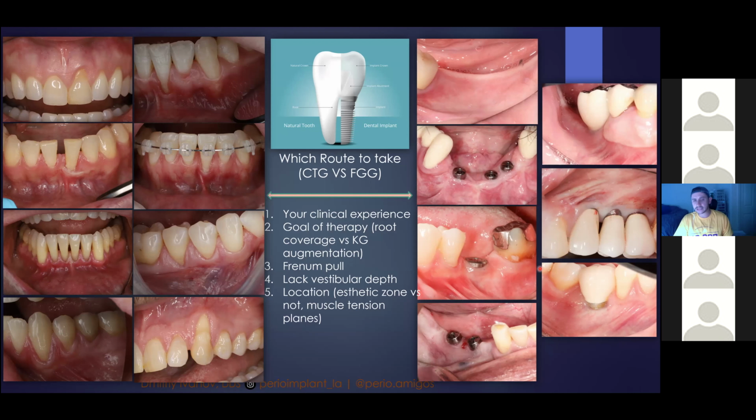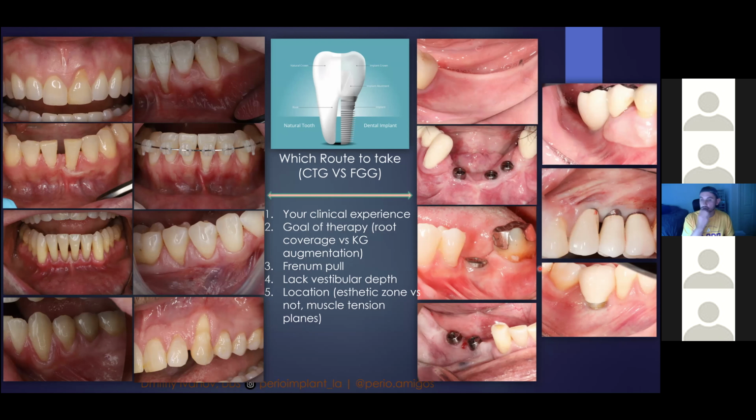It's really based on a few pointers: your clinical experience, and the goal of the therapy, whether it's root coverage versus just an augmentation, right? Not all cases require coverage. Some cases you can get coverage, and we'll review some of the classifications. Do we have a frenum pull that we need to manage at the same time? What is the vestibular depth like? And what is the location? Is it an aesthetic zone? Is it a non-aesthetic zone? Is there a location for different muscle planes?